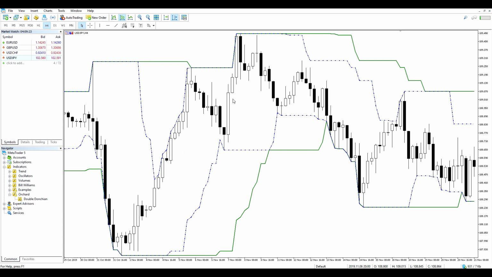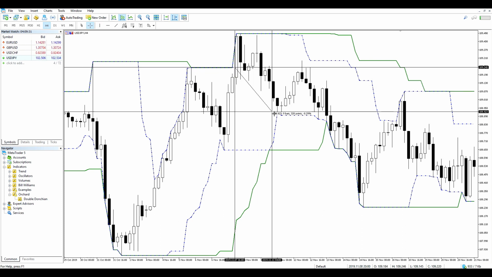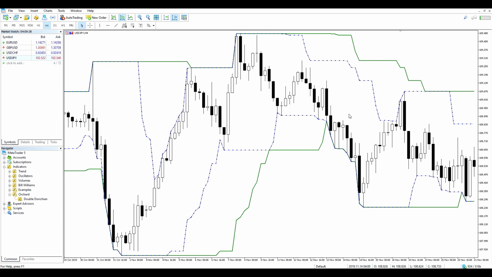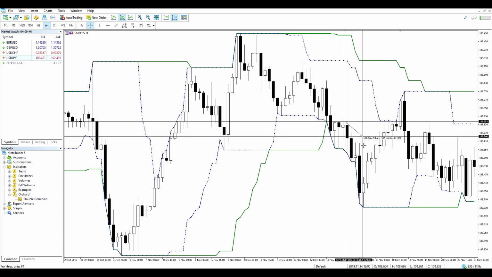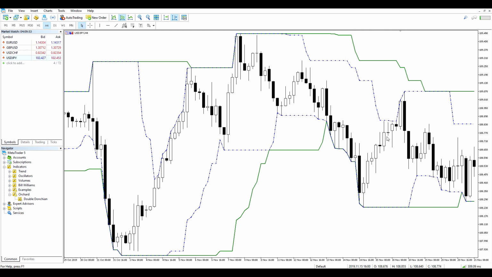Then the price broke through the upper channel here, but we would have made a loss on that, breaking through the lower channel there for 327 points. Then we would have entered a trade here, and that would have had a small loss, possibly break even at this point.